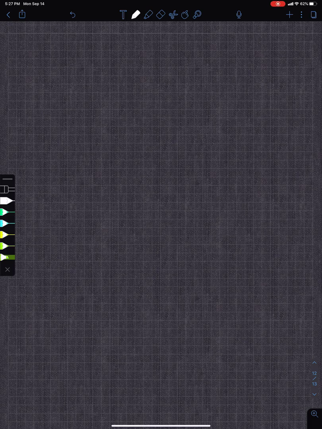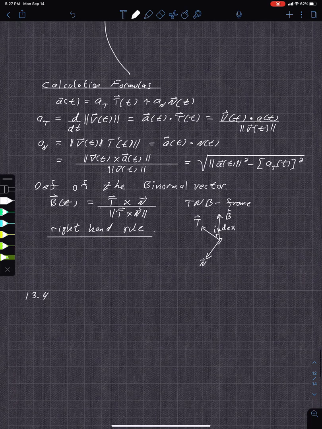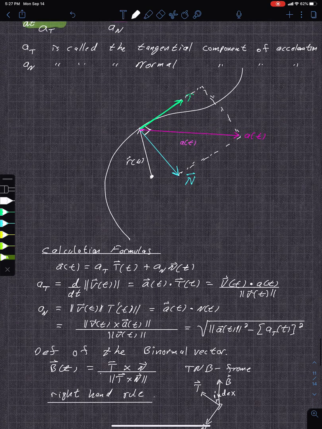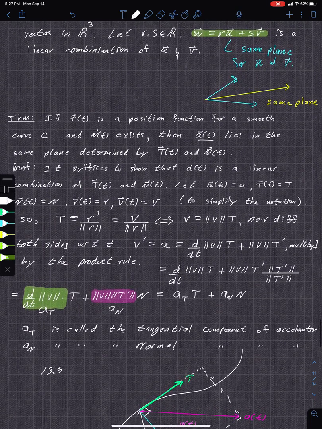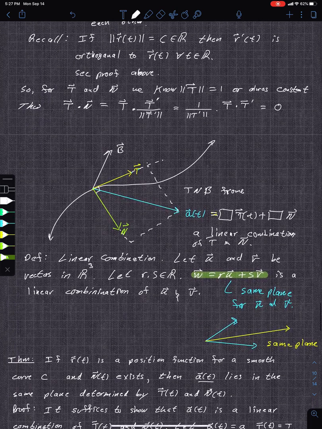So let's go on to 13.4. And I think what I had done really was most of what you need for 13.5. So this is really 13.5 type stuff. I've covered everything you need to know to do the homework of what I assigned. So stick to what I assigned.